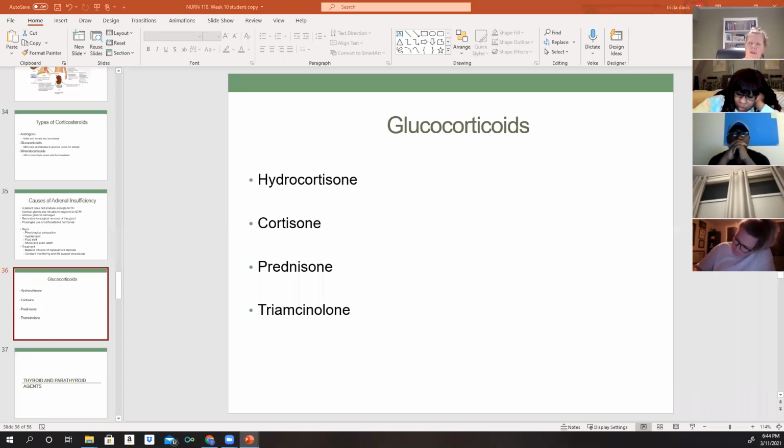We also want to use this medication cautiously in patients who have peptic ulcers, so ulcers in the belly, because steroid use is associated with the development of ulcers. So that's another thing you want to educate your patient about. They might want to start something like pantoprazole or some type of acid relief while they're taking steroids, because they could develop an ulcer.